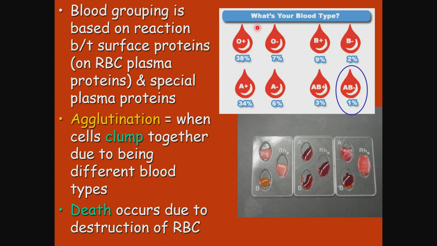If you do know your blood type, you can take a look up here and see the percentages of people who have the blood types. AB negative is the rarest blood type at 1% of the population having AB negative, so maybe you're very rare. And then 34%, 38%, so most people are either O positive or A positive.